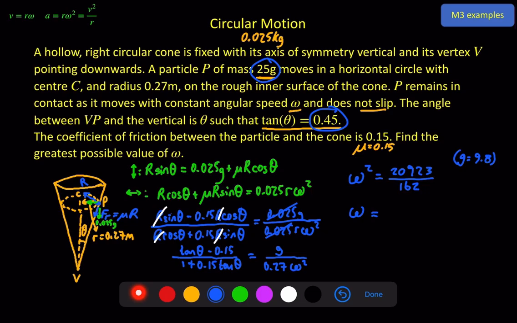And the square root of that gives me 11.364... So to two significant figures we've got 11, and that's omega, so that's radians per second. And that is the greatest possible value of omega. Final answer to the final example.